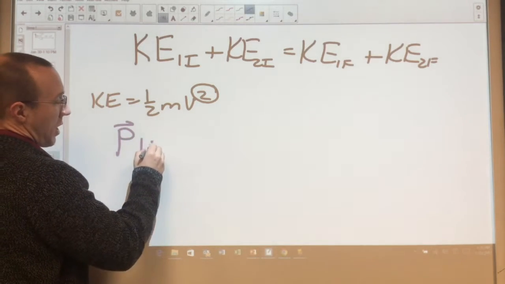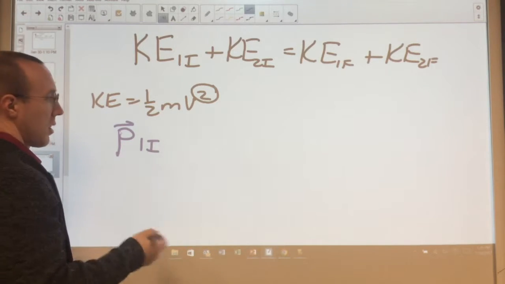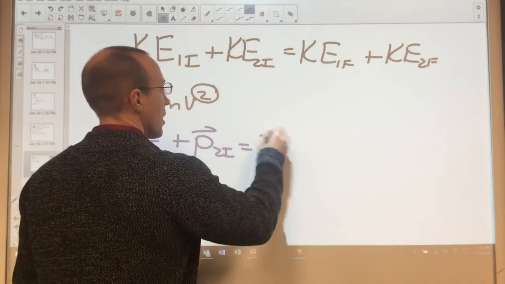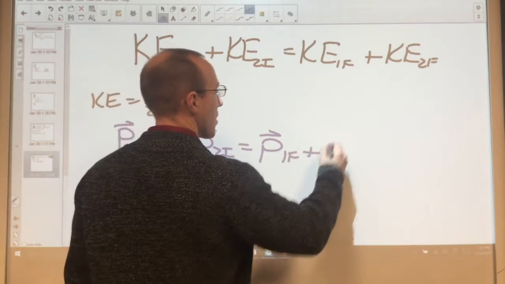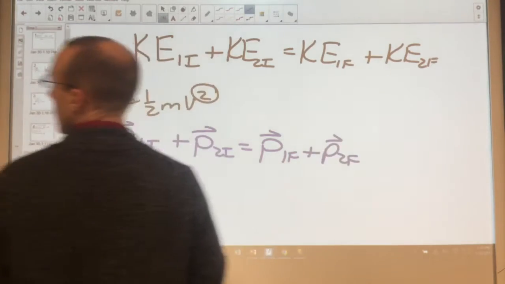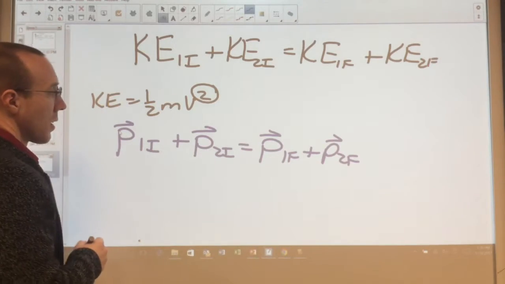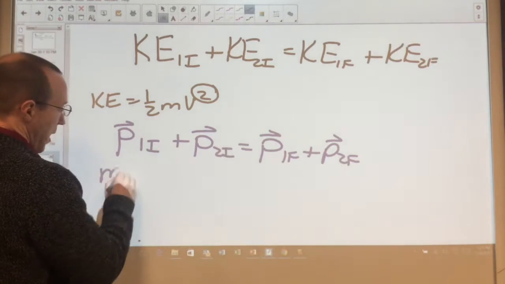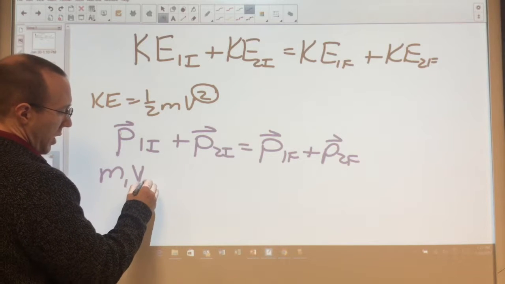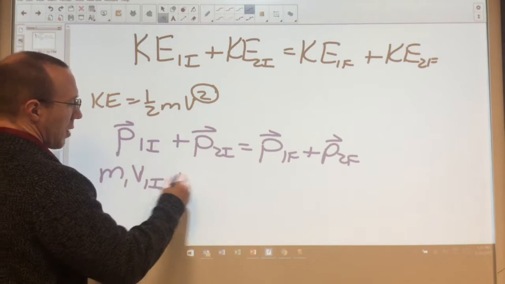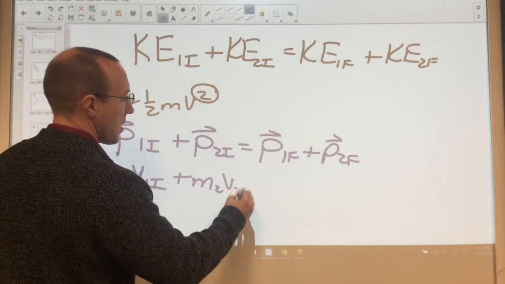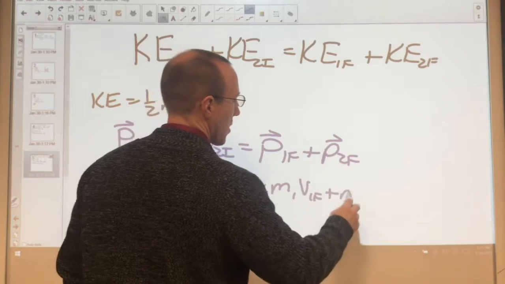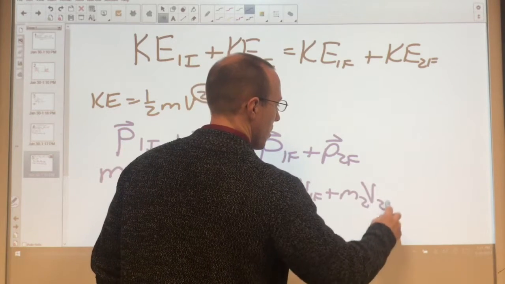It'd be P1I if we have two objects, which we always do, and we have P2I. That would equal P1F plus P2F. If we write that out further with momentum equaling mass times velocity, we would get mass 1 V1I plus mass 2 V2I equaling mass 1 V1F plus mass 2 V2F.